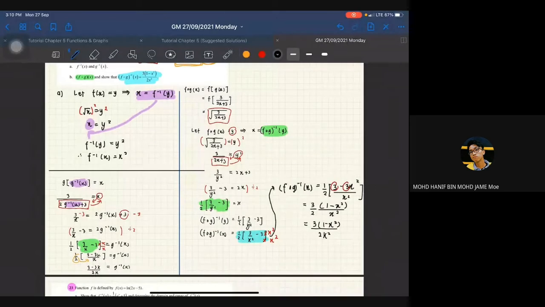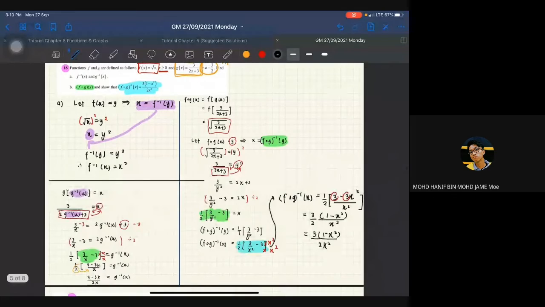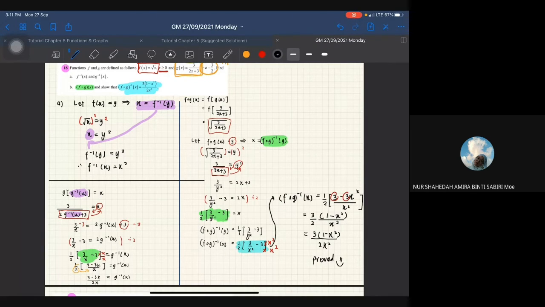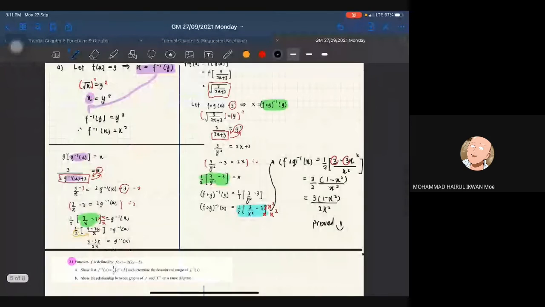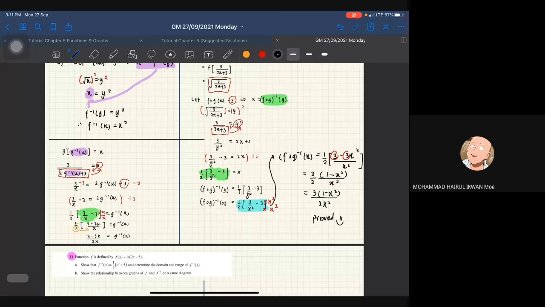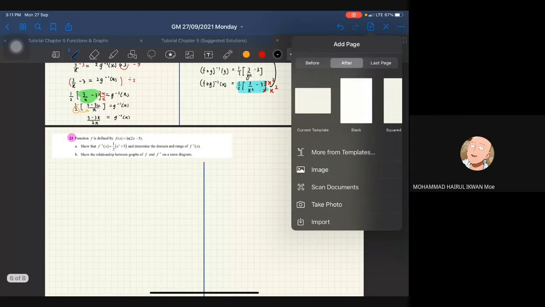Settle. Okay, dah siap. Alright, ada soalan tak? Faham, Miss. Faham? Okay, good. Orang lain ada soalan? Tidak, Miss. Okay. Alright, good. Kalau faham, kita teruskan kepada last subtopic untuk chapter 5. Okay. So, let me tambah dulu page.